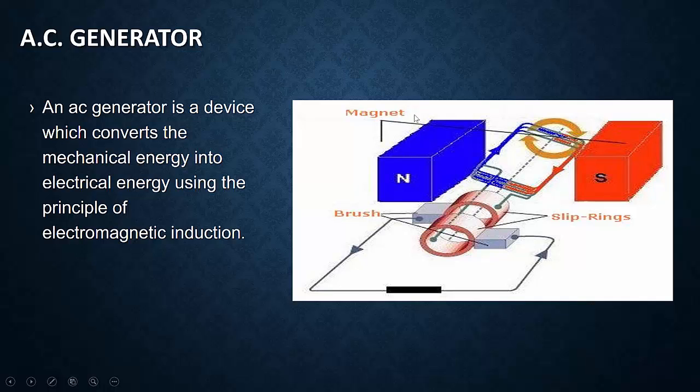Another place where it is used is in windmills, and in hydroelectric power generation near the dams. An AC generator is used there, and this is a simplified version of an AC generator.